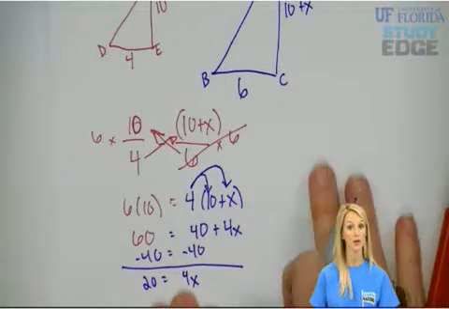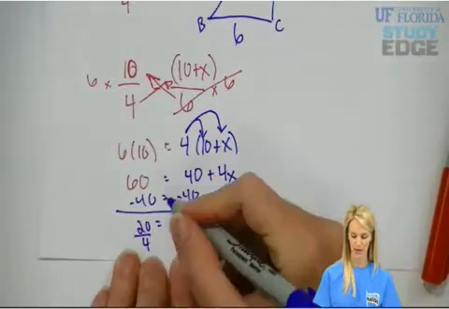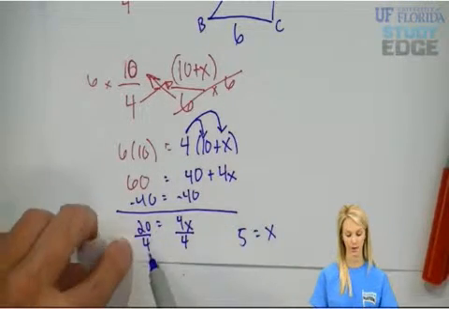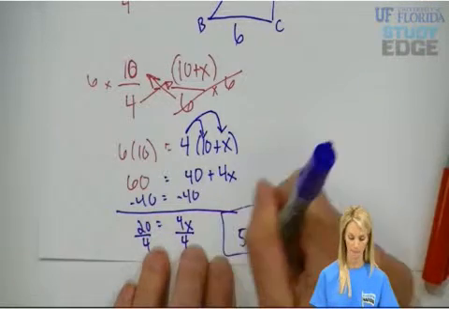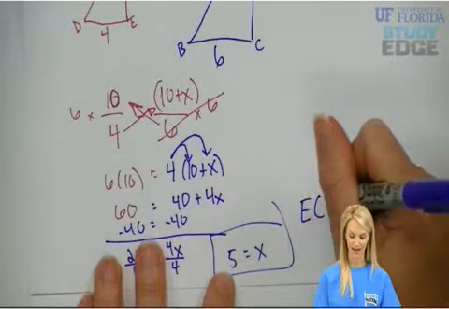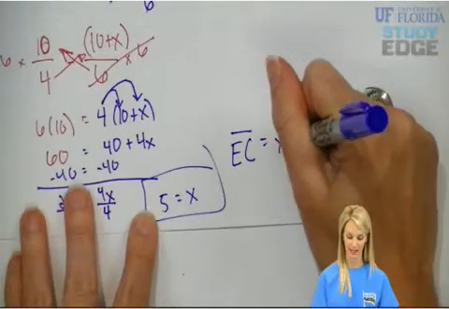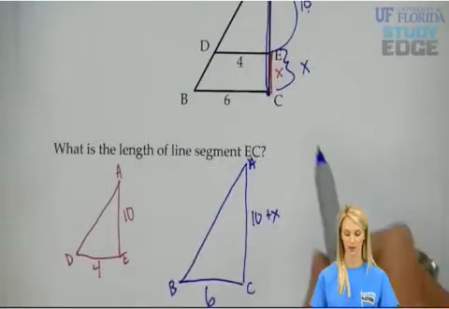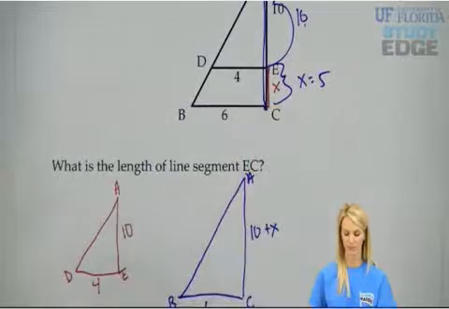Well, am I done? No, we need to solve for x. So we're going to divide both sides by 4 so we can get x by itself. And we end up with 5 is equal to x, because 20 divided by 4 is equal to 5. 4x divided by 4 is just equal to x. So we've got our answer. Our value of EC, the length of the line segment EC, which is what we called x, is equal to 5. Let's see what that is doing in our picture. It's saying that this length EC is equal to 5.